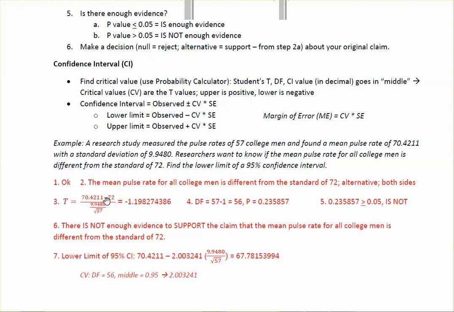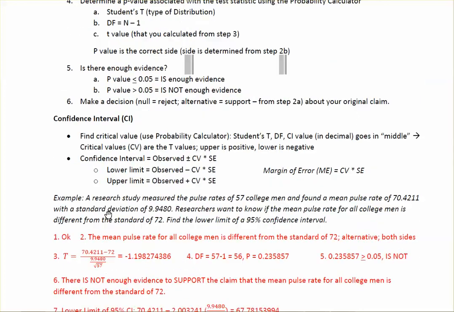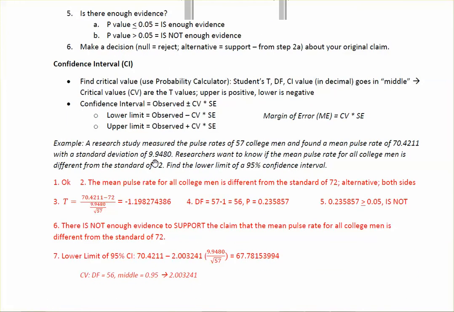Step 3 is calculating our t statistic, our test statistic. So we take our observed, which is right here, 70.4211, minus our expected, the standard of 72, over our standard error, which is the standard deviation of our sample over the square root of n, which was 57.